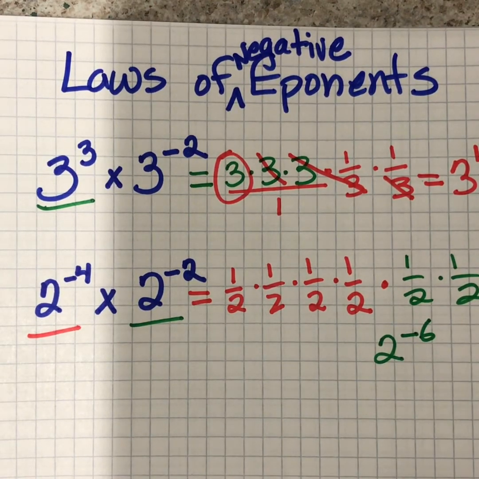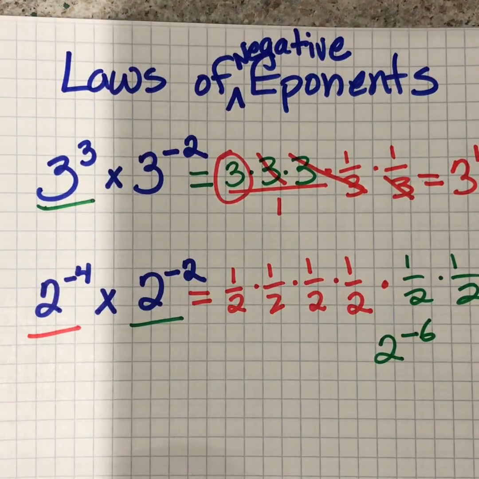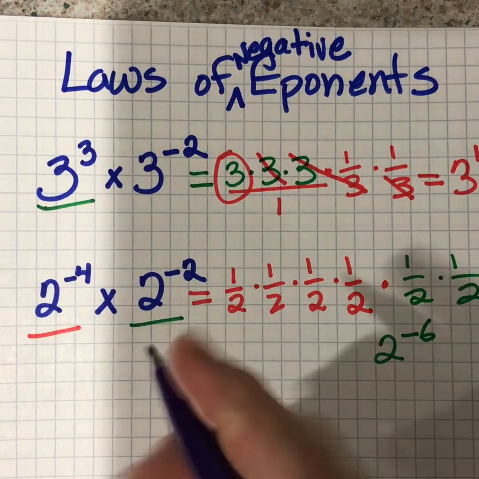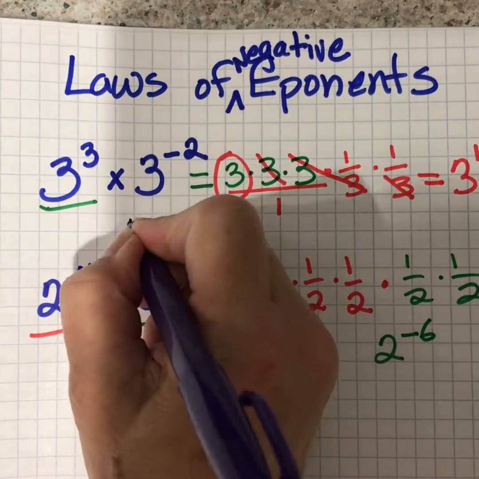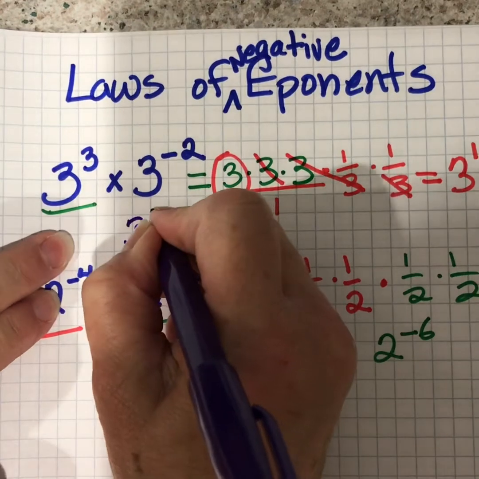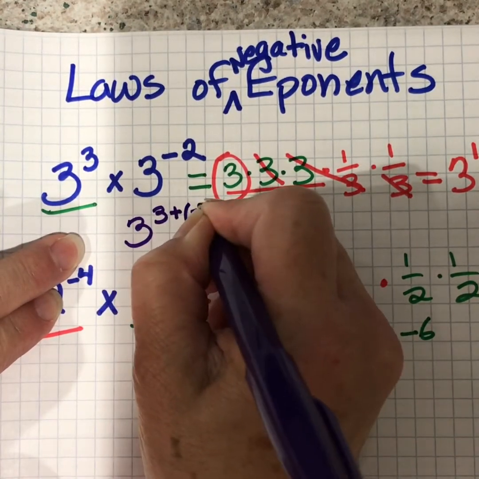Let's look at a shortcut. For multiplication, if you remember, the shortcut is to add the exponents. So for the first example, I would say 3 to the third plus negative 2.